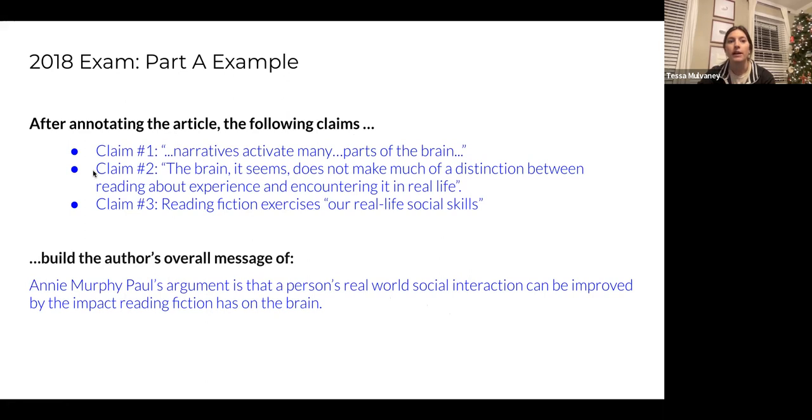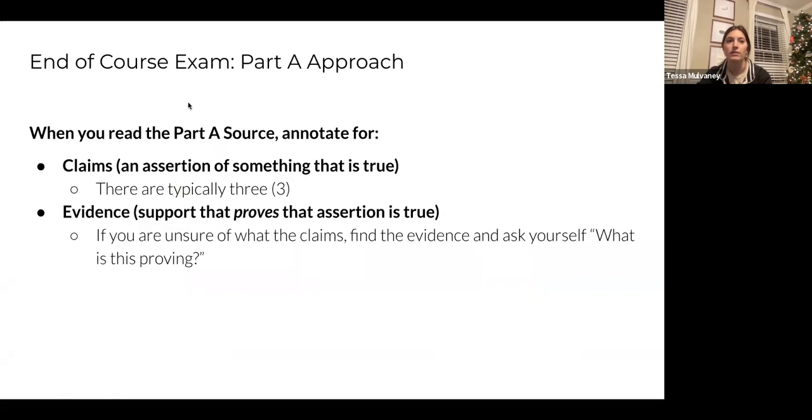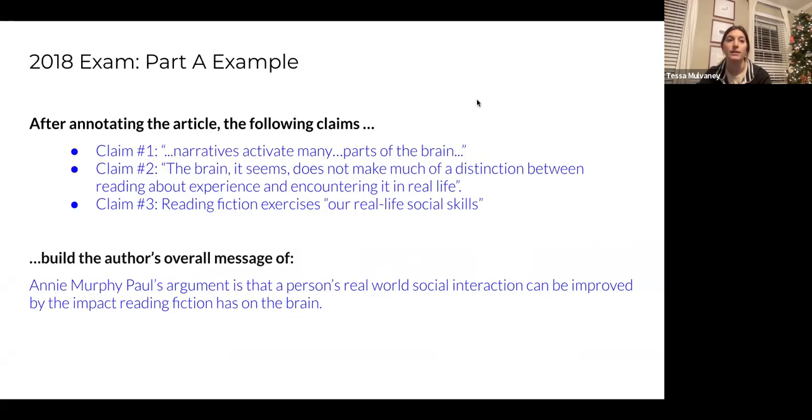So identifying these claims is part of the question 2 task. But in order to do the question 1 task, what's the overall message? We kind of have to think of what are the 3 claims and what are they building towards, or what are they supporting? So working backwards can really help. So that's why we suggest that you annotate for the claims and the evidence first, and that's going to help you to identify what is their overall message. Okay, so that's an example from the 2018 exam.